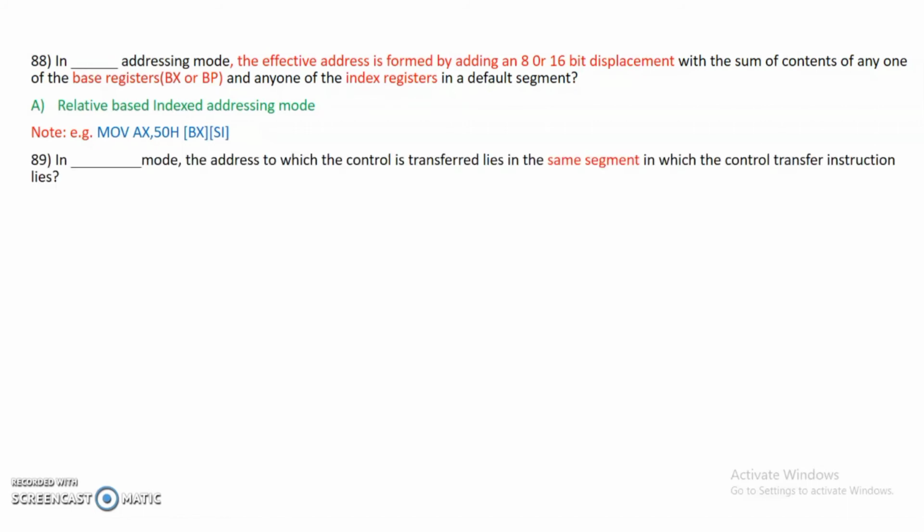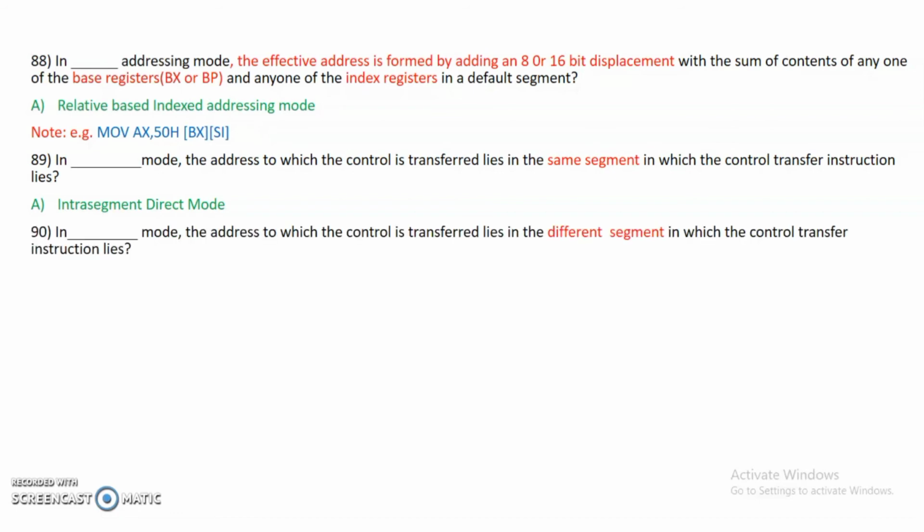Bit number 89. In dash mode, the address to which the control is transferred lies in the same segment in which the control transfer instruction lies. So the answer will be intra-segment direct mode. So whenever any data lies in the same segment, the answer will be intra. If it is in the other segment, it is called inter. So if it is in the same segment, it will be intra only.